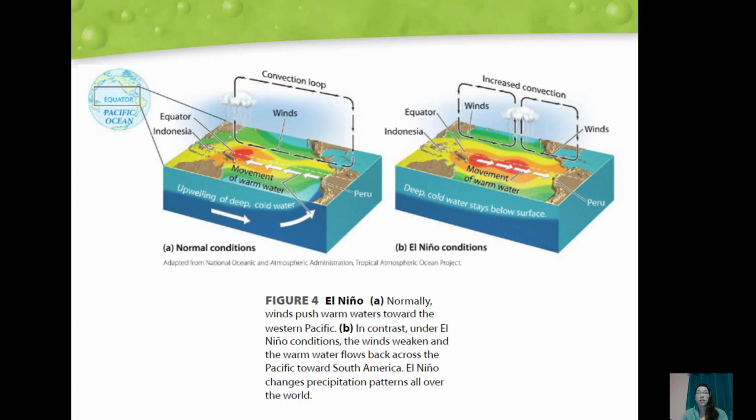Now we can see the images of El Niño. First, we have a figure A on the left side of the screen. This is normal conditions. Normally, wind pushes warm waters towards the western Pacific, as opposed to in B, El Niño conditions, where we see the winds weaken and the warmer water flows back across the Pacific towards South America. El Niño changes precipitation all over the world.